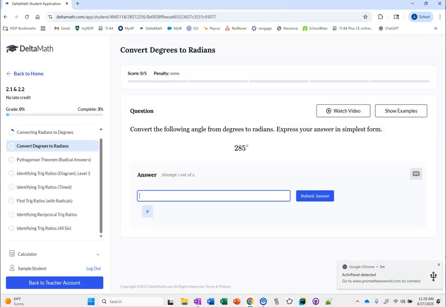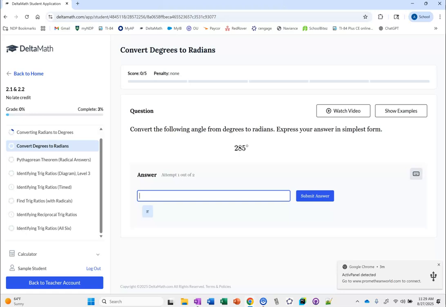If we go degrees to radians, what's my conversion factor? Pi over 180. Note, what does the direction say though? Enter answer in simplest form, right? So that means that it wants a fraction in terms of pi.